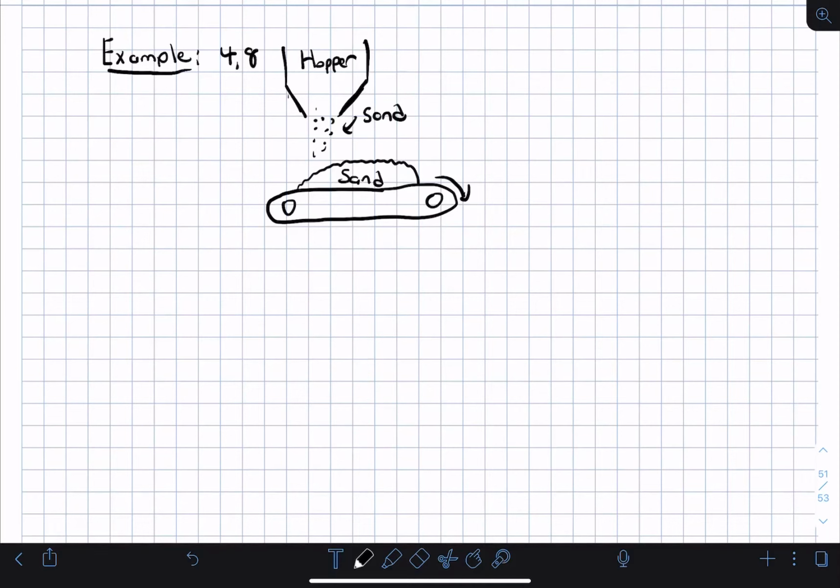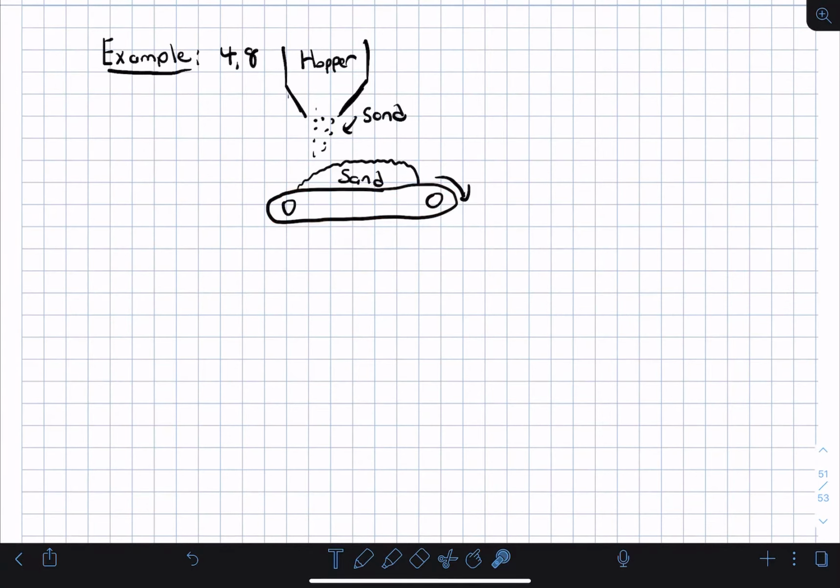Okay, now I'm going to go over an example where we use conservation of momentum. Here, this problem is we have a hopper that is filled with sand, and there is sand falling out of a chute on the bottom, and that sand is then being transported by a conveyor belt.